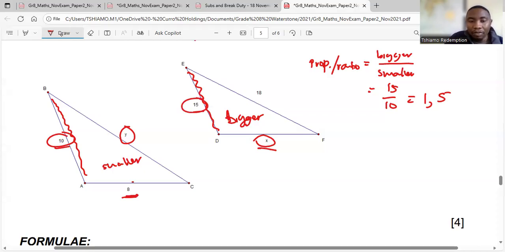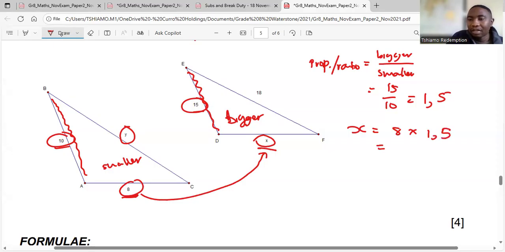So this has to be the bigger one, meaning I'm moving from 8 to x. I'm moving from a smaller shape to a bigger shape. So what am I going to do? I'm going to multiply by 1.5. When you're moving from a smaller to a bigger one, you multiply. And I'm going to get 12 there. And then to calculate y, the proportion is 18.